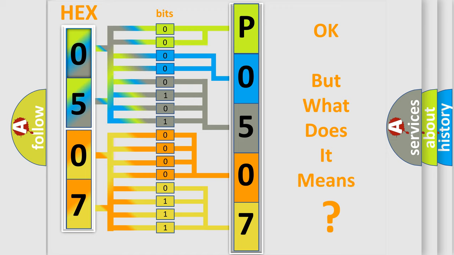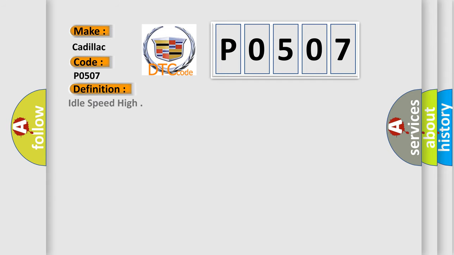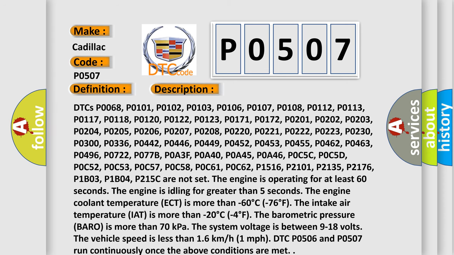The number itself does not make sense to us if we cannot assign information to what it actually expresses. So, what does the diagnostic trouble code P0507 interpret specifically for Cadillac? The basic definition is idle speed high. And now this is a short description of this DTC code.